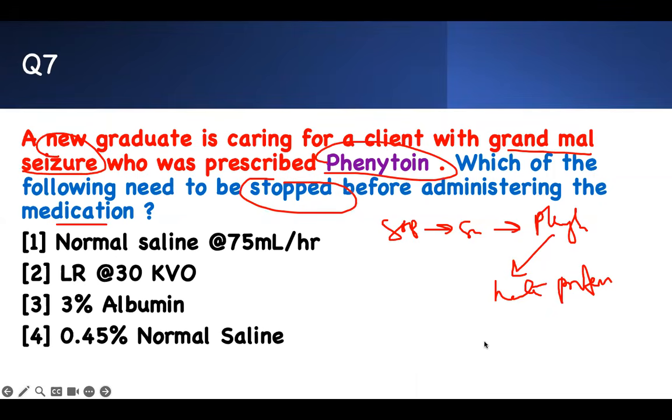It hates protein. Therefore, it can be put in normal saline. So this is good. LR is good, and that is good. Albumin 3% is a form of protein, so you should not run it together. So I need to stop this. The same thing with patients getting tube feeds, don't give it to them. That's the key point I want to emphasize. Phenytoin, a seizure medication, hates protein, it affects absorption. Albumin is a protein.